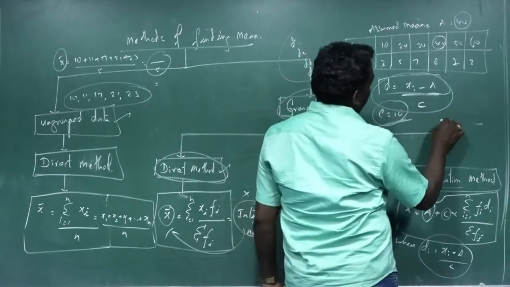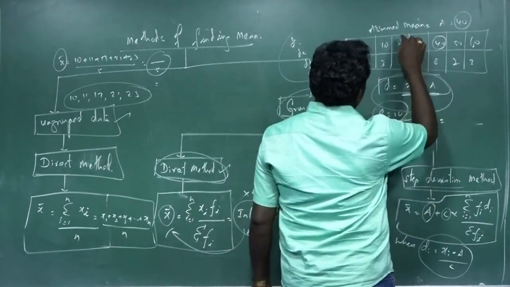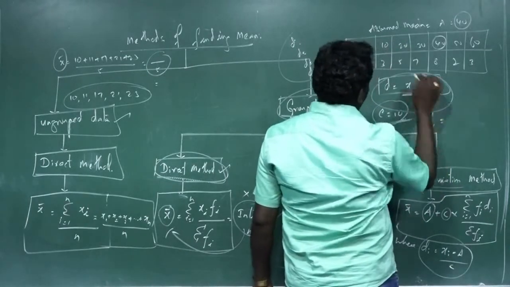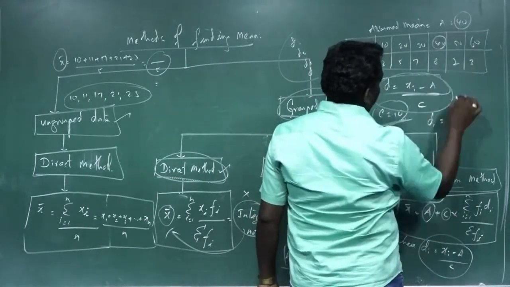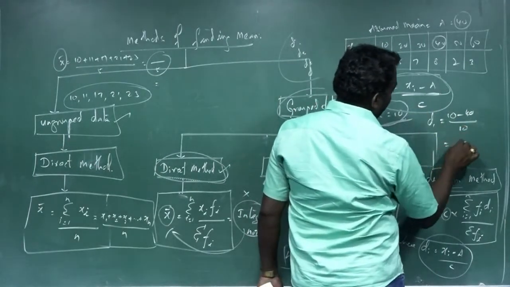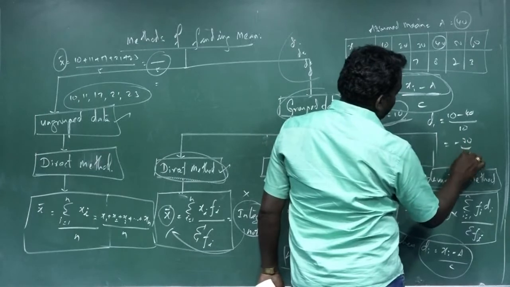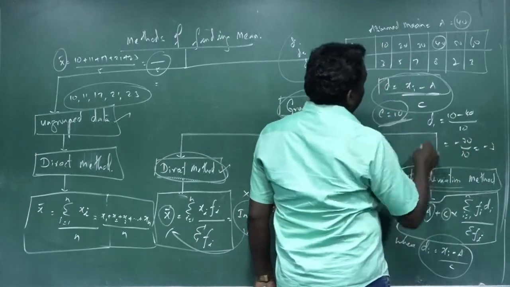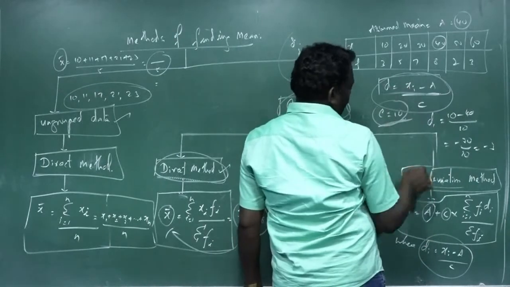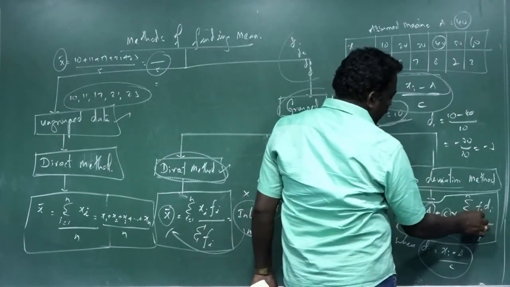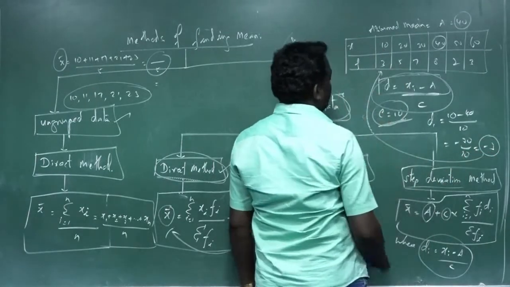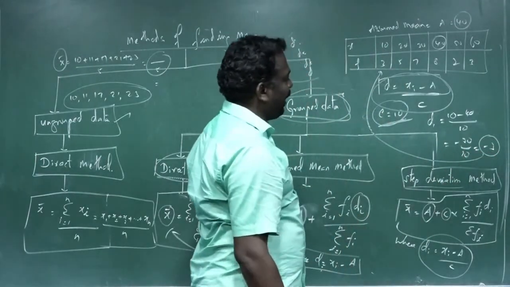For example, we can find the first one, d1, defined by the x value 10, minus the assumed mean 40, divided by c, which is 10. That is equal to minus 30 by 10, equal to minus 3. Therefore, the first value we obtained is minus 3, called d1, and then d1 is multiplied by f1. So d1 equal to minus 3 multiplied by f1 equal to 3, 3 threes are minus 9.